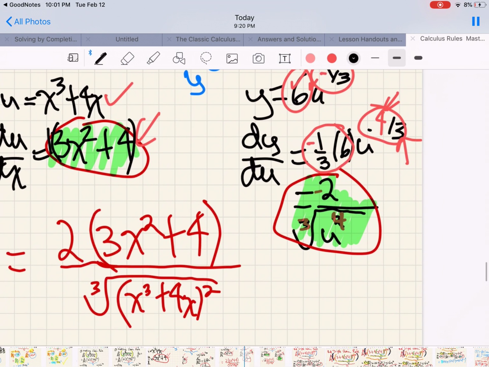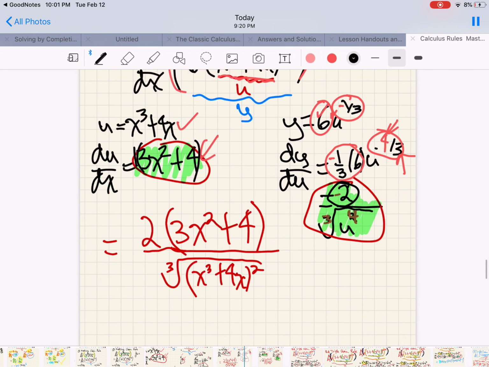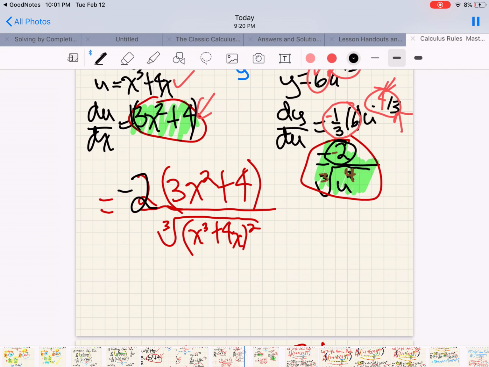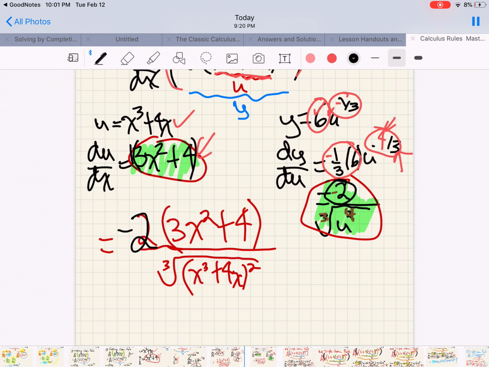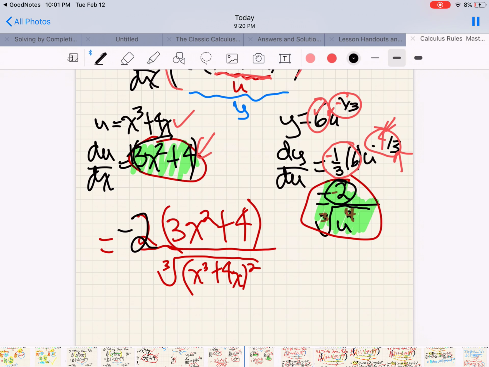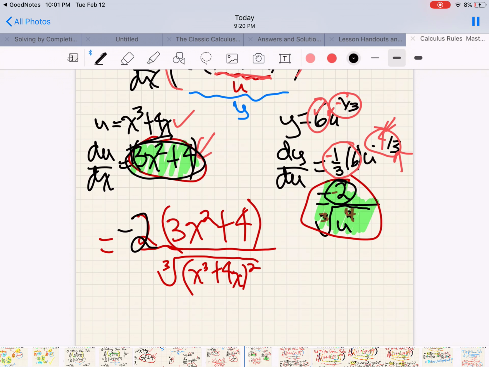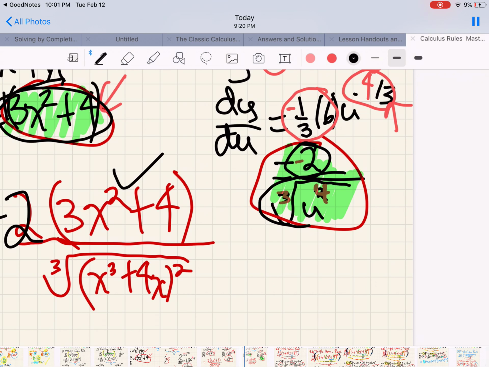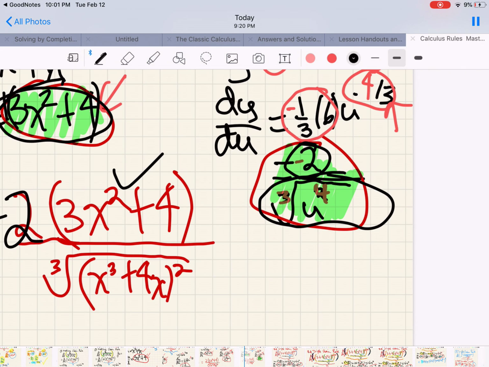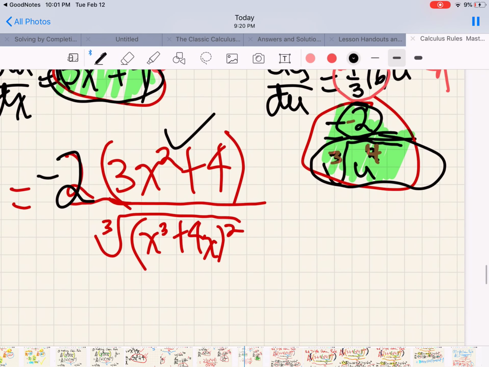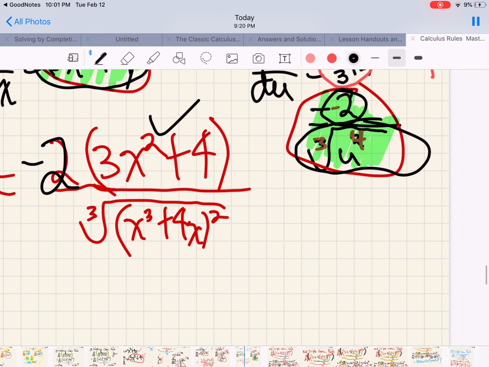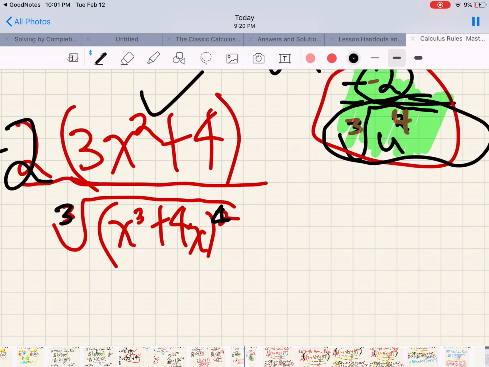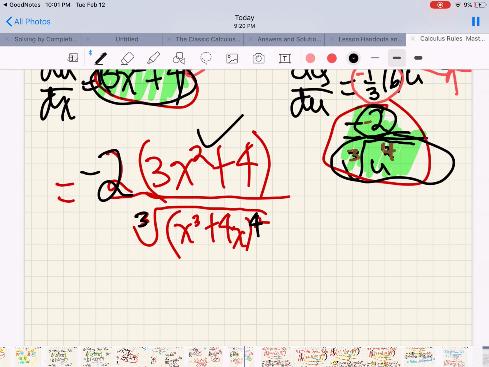And then the other one is the negative 2, so it's negative 2 times 1, which would give us negative 2. And then I'm multiplying by that right there, the 3x squared plus 4. That's good. And then the last thing I have to consider is this right here. The cube root of u to the 4th in the denominator. And u is worth x cubed plus 4x. The cube root is right there, and that should be to the exponent of 4.